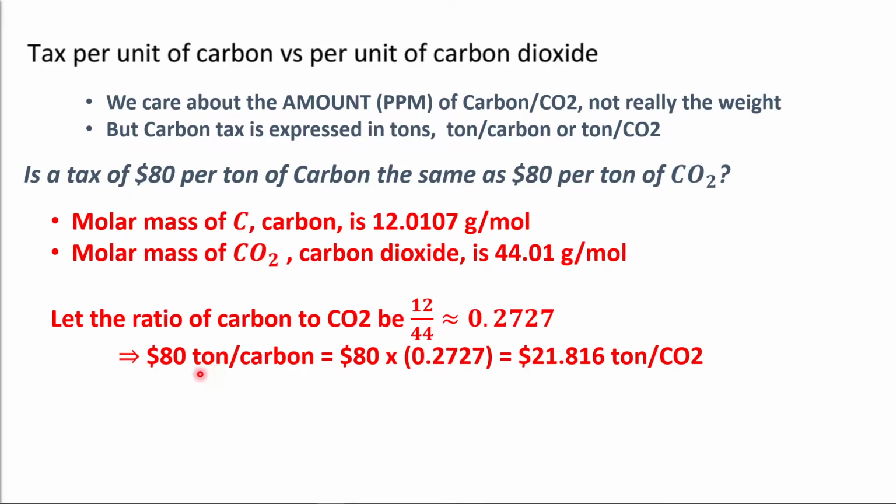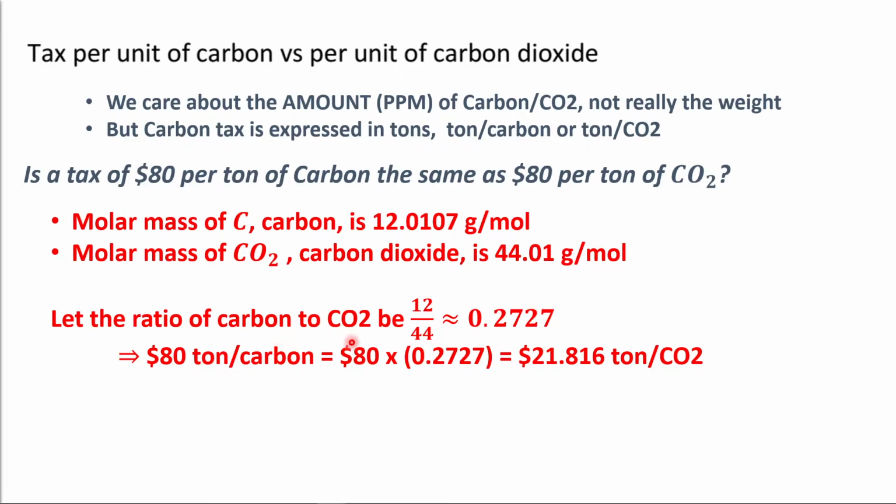So here, suppose that we propose a tax which is $80 per ton of carbon. Now, what we want to know is what does that mean in terms of tons of CO2? So then all we have to do is take that $80 per ton, multiply that by 0.2727 here. That's the ratio. And then we can get to $21.81 per ton of CO2. So what that means is $80 per ton of carbon is equivalent to placing $21.81 on a ton of CO2.